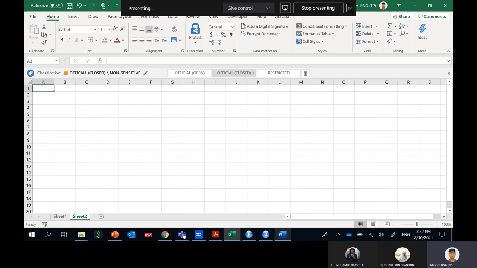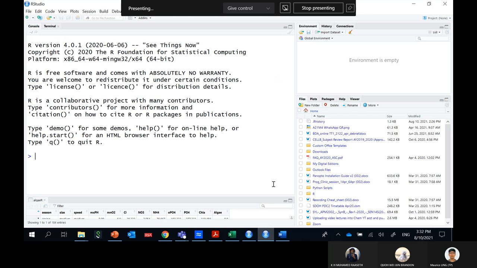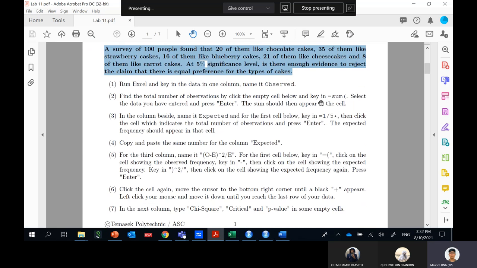Okay. So with that, let's go to our favorite R now. Now, nobody in the right frame of mind will do a normal chi square test with R, because Excel can do it very easily. Because it's in your lab. Okay, so anyway, look at this.